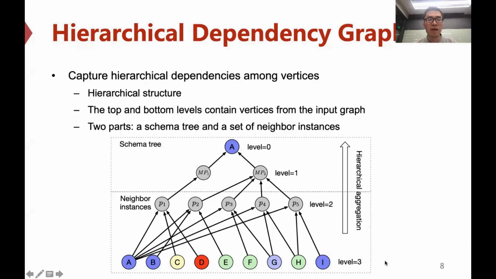To solve this problem, FlexGraph applies a hierarchical dependent graph. The HDG for each vertex contains 2 parts, a schema tree and a set of neighbor instances. The schema tree encodes the hierarchical tree structures for label types defined by the GNN model. The label instance is a set of labels defined by the model. Each label instance is linked to a leaf in the schema tree to encode its type.